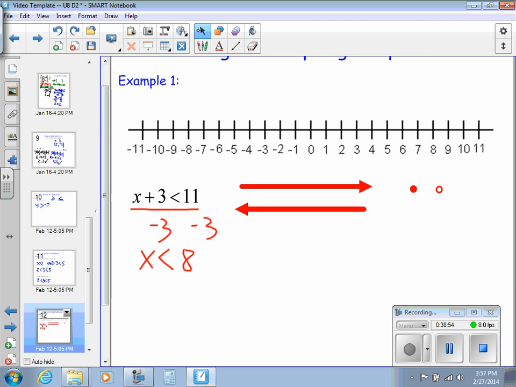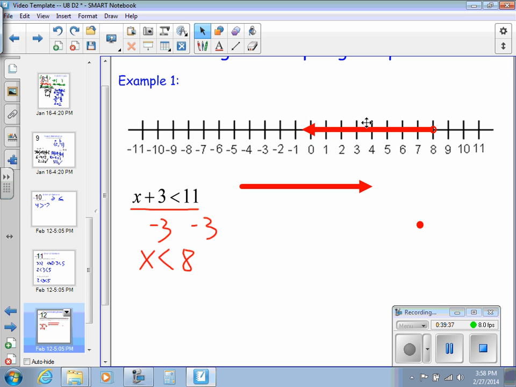Well, first thing is this doesn't say less than or equal to, it just says less than. So I need to make sure that 8 is not included in my answer. So I need to use this circle that's open, indicating that that's not part of the answer. If it was less than or equal to, I would use this one here that's closed, indicating that it is part of the answer. Now, less than 8. That means we're going to go with all the stuff that's smaller. So like 7 and 6 and 5, and all the way over here to negative 11. So we need an arrow that points in that direction.